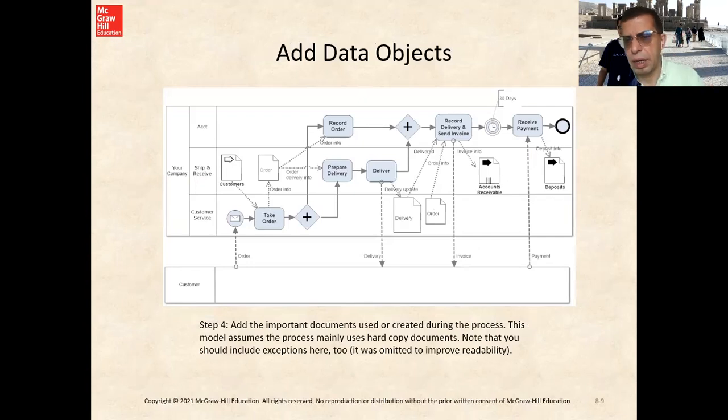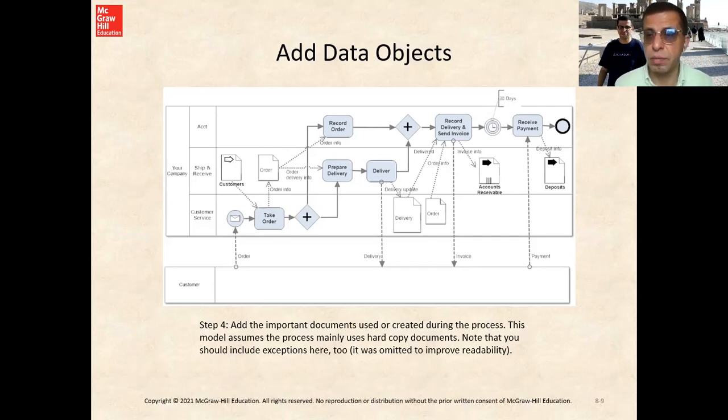We're not going to add this to that, add data objectives: take an order, record an order, prepare the deliveries and all these processes. You can take a look at it. You don't need to know the details, but you understand how the flow is happening between the customers and your company. So you need to add an important document used or created during this process.